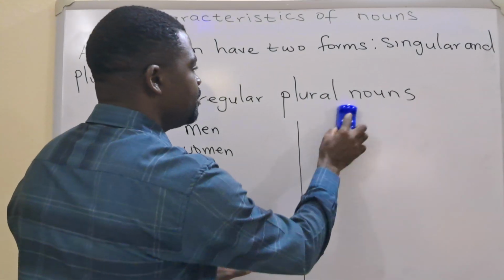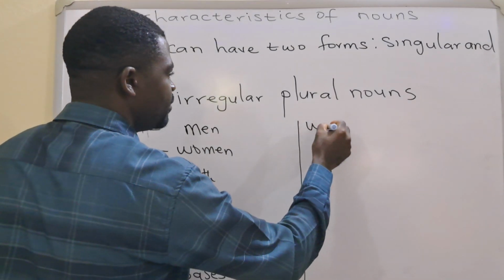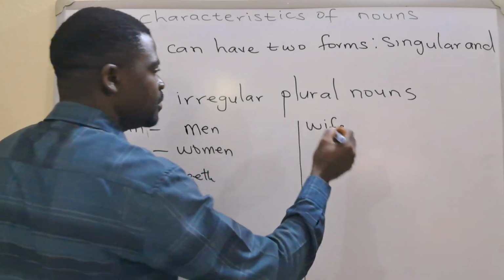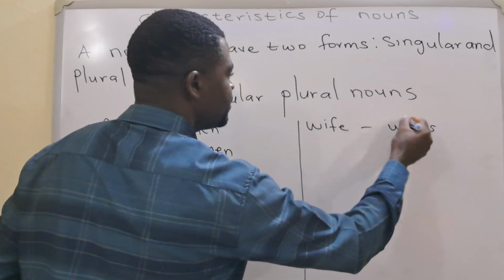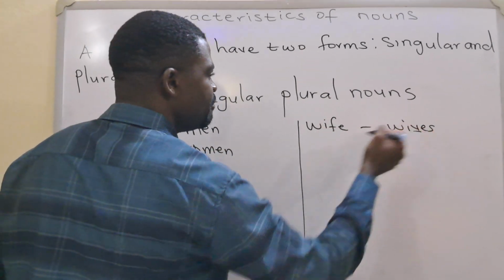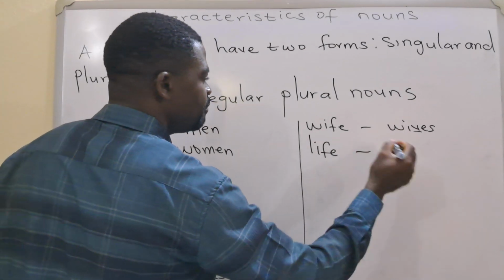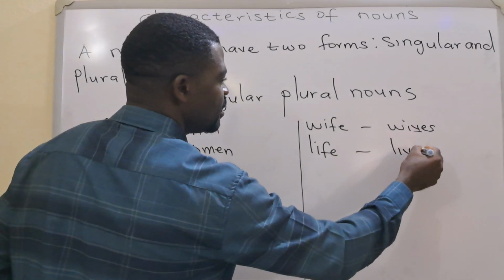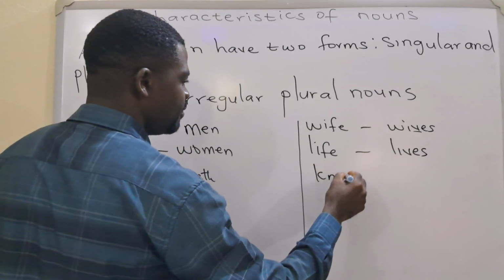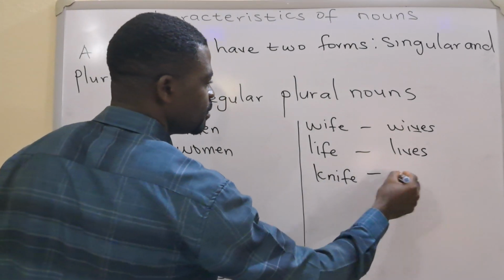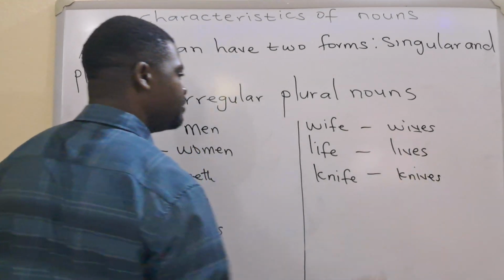You have wife. Wife would change to wives, so your F becomes V. Life. Life will become lives. Knife. You have knives.